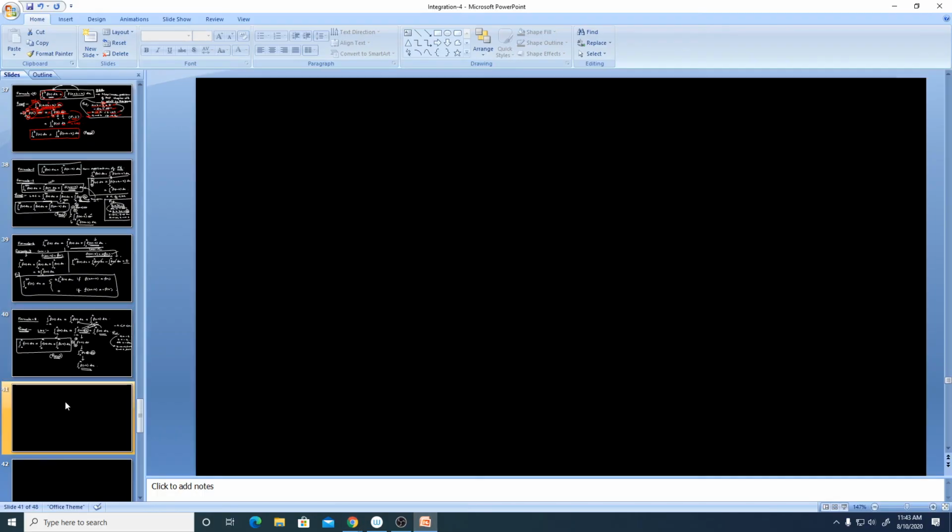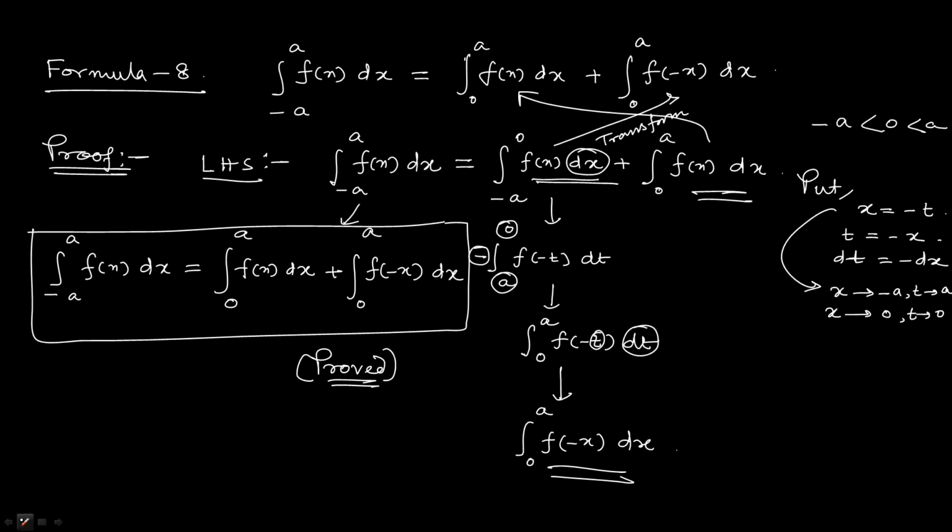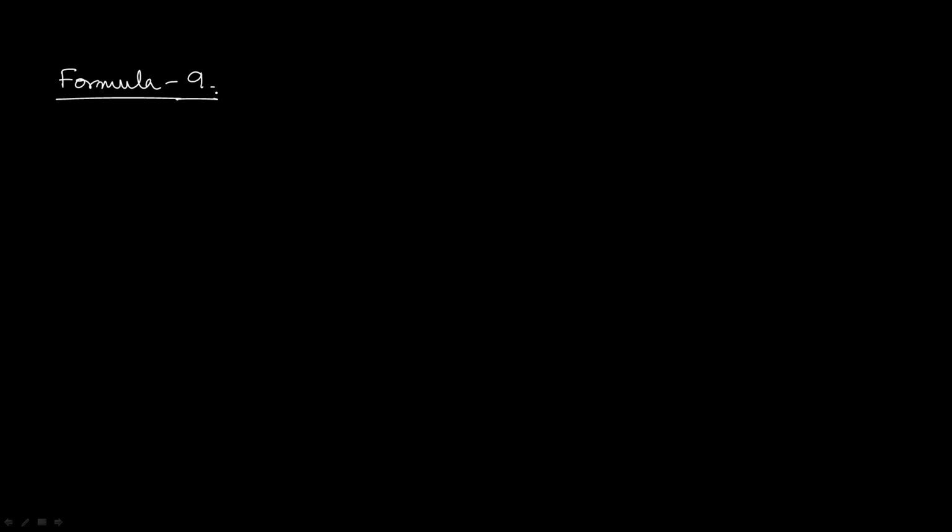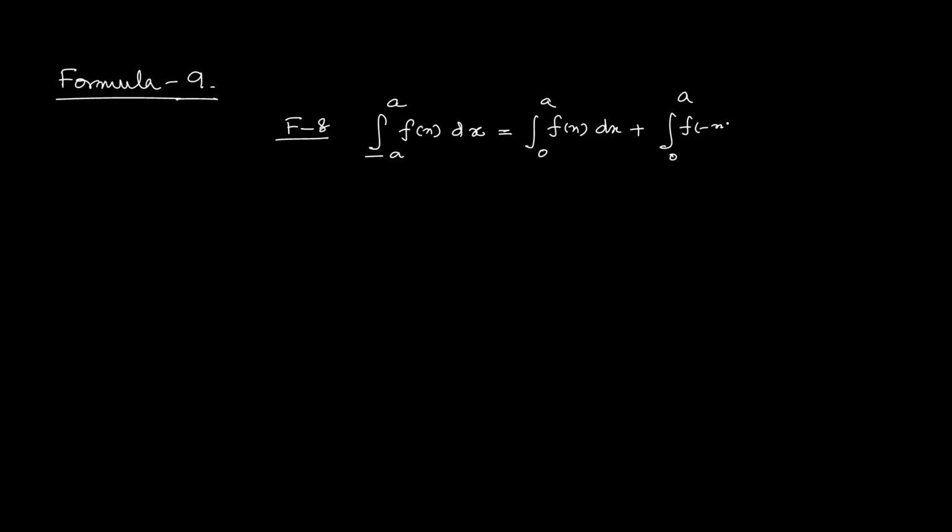So I am going to the last one. Now the last one is, I think, formula number 9. But before that I will write formula 8, which gives me the integral from -a to a of f(x) dx equal to the integral from 0 to a of f(x) dx plus the integral from 0 to a of f(-x) dx.